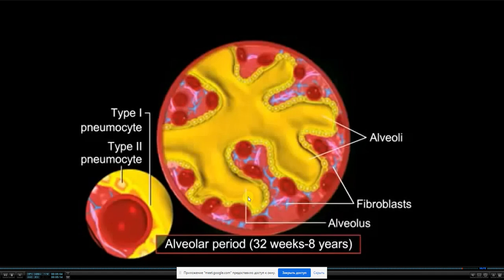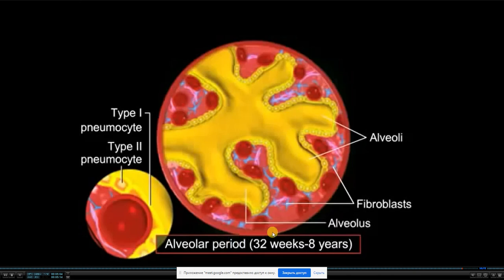The main difference between the alveolar period and the saccular period is the formation of surfactant. We discussed what surfactant is, a surface-active agent made by Clara cells and type 2 pneumocytes, which decreases the surface tension and doesn't allow the alveoli to collapse. When the alveolar period is present in more than 30% of the lung parenchyma, a newborn can survive. He can breathe.